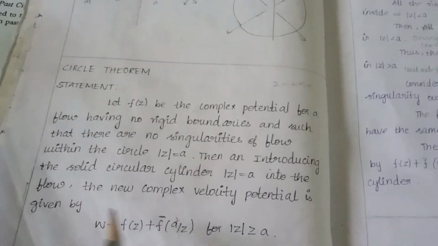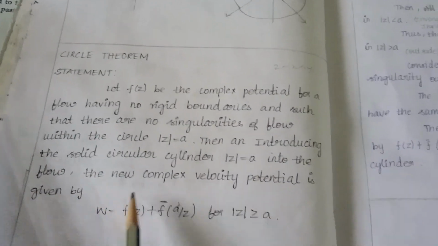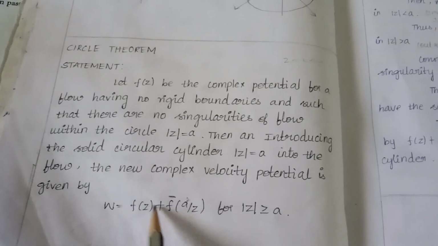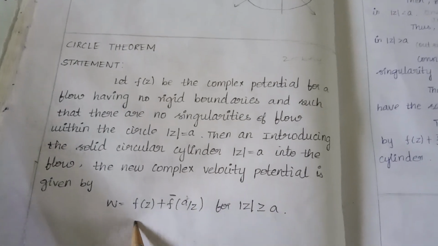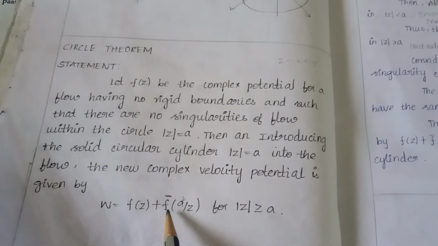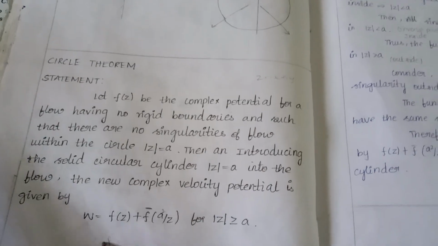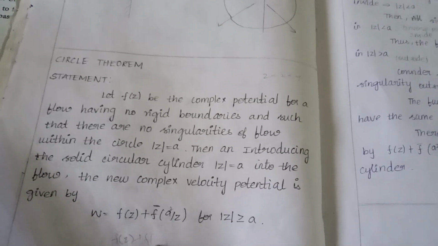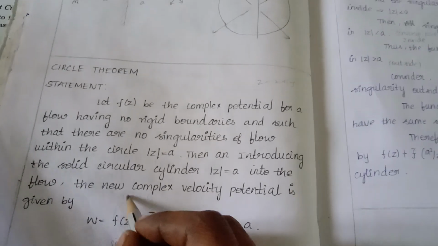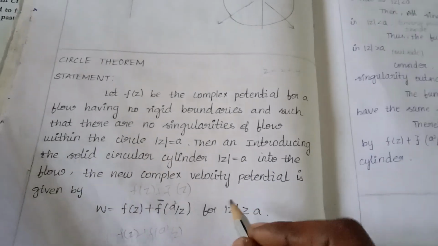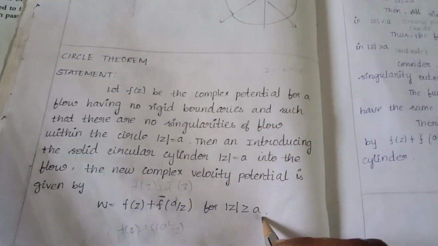Both of them combined give the new complex velocity potential w equal to f of z, that is already present, and the new one is f bar of z, that is nothing but f of a square by z. So w equals f of z plus f of a square by z, which is already known as f of z plus f bar of z, for modulus of z greater than or equal to a.